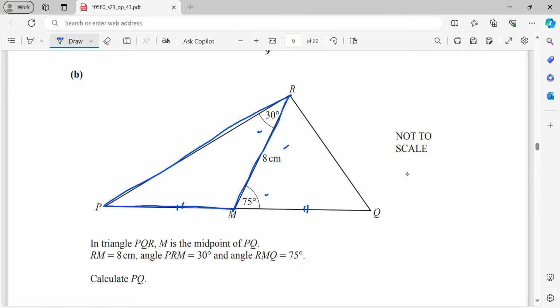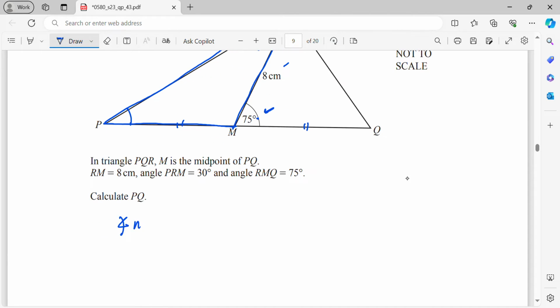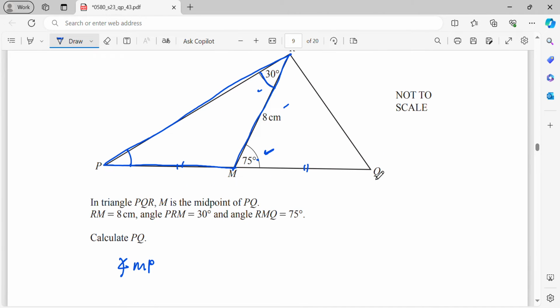Now, given here is 75 degrees. I know that the total of these two angles, PRM and MPR, should be 75 degrees as well. So obviously angle MPR is 75 degrees minus 30 degrees, which is 45 degrees, because the total of these two angles will be 75 degrees. Now I know that it is 45 degrees.